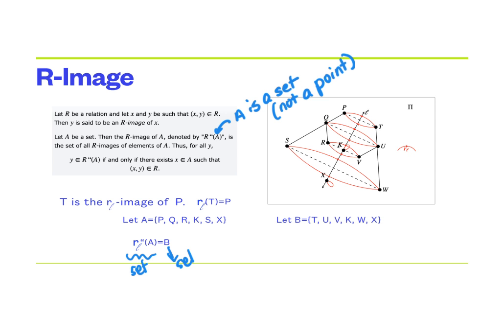This is a set. So if I look at P, Q, R, K, S, and X, B is what comes out. T, U, V, K, W, and X. I reflect A over my line L, out comes a new set of points. So again, that double quote mark just refers to the fact that what is inside parentheses is a set, not a point.